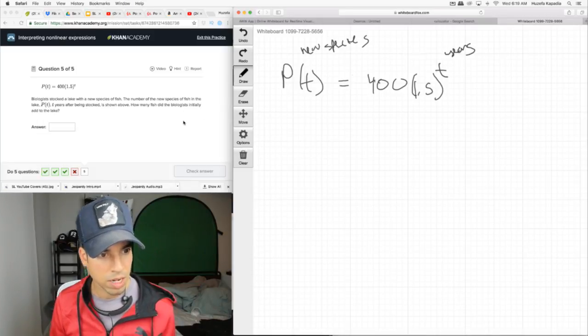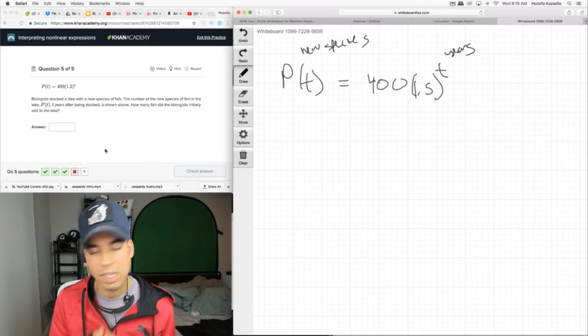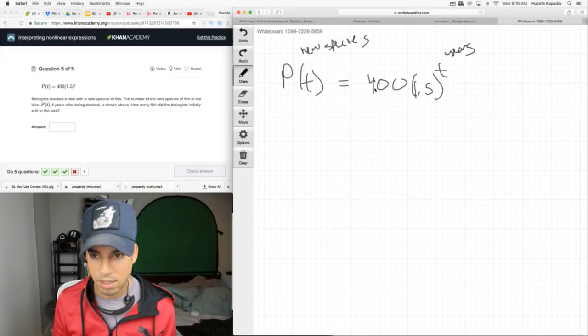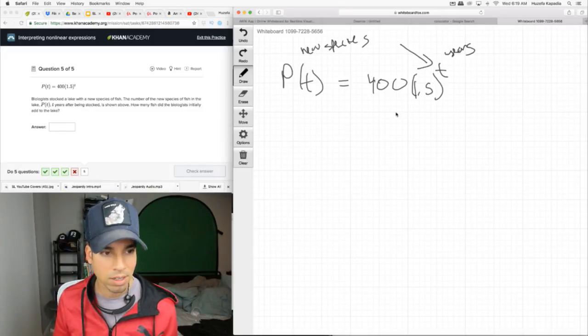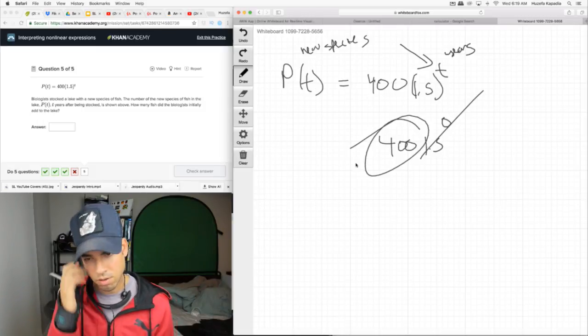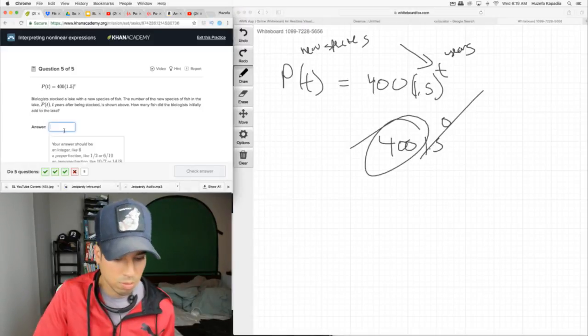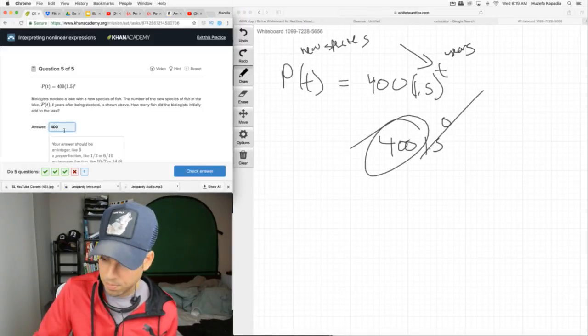How many fish did the biologists initially add to the lake? So again, T, we can tell that this is going up. We don't care about any of that. When they say initially added to the lake, that means we want to know at time equals 0. That's initially. And that's when time equals 0, that's 1.5 to the 0 power, which is just 1. And our value ends up being 400. That's what they started with. So this should be our correct answer.